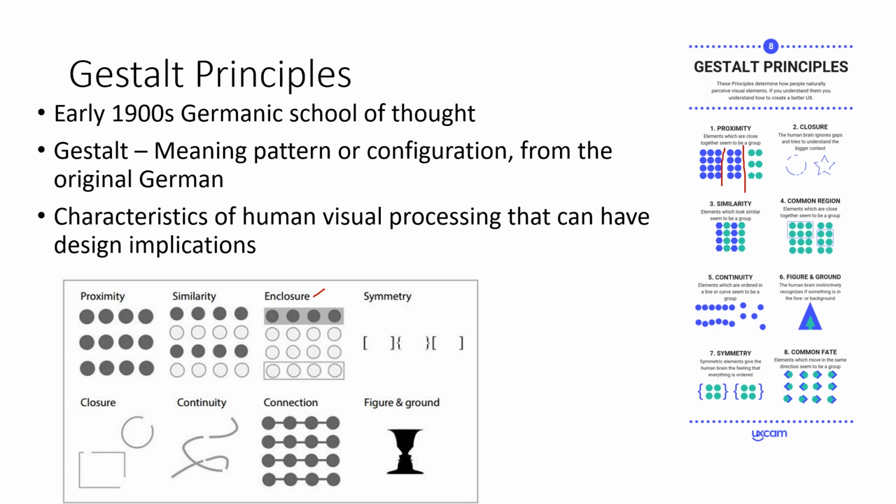Continuity: elements that are ordered in a line or a curve seem to be in a group if they are following the same curve. And figure and ground is another big one. The human brain instinctively recognizes if something is in the fore or background, and it is variable, like the optical illusion I put in the Slack at the beginning of the class, right? It is variable what's the fore and the background there, but it's something we can use to design.